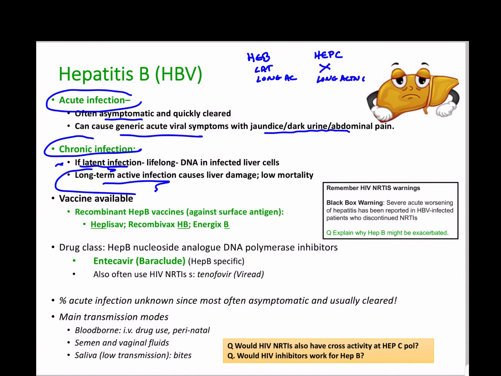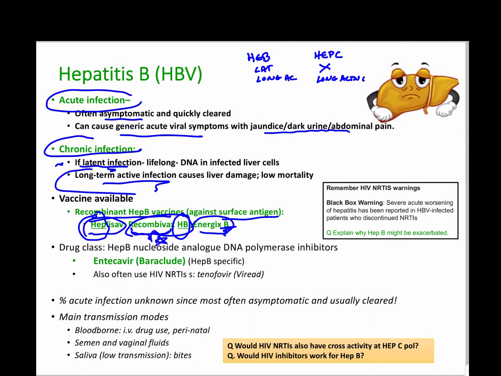So we do have vaccines for hepatitis B. We don't for Hep C. And these are recombinant vaccines that are composed of a surface antigen made in a vat. And these are Heplisav, Recombivax HB, and Engerix-B. And hopefully if you look at these, you can figure out they're Hep viruses: from Heplisav, HB for Hep B. And if you remember Engerix is hepatitis, then it tells you it's the B virus. This one's also going to tell you it's a recombinant vaccine. All of them are, but at least it's in the name.